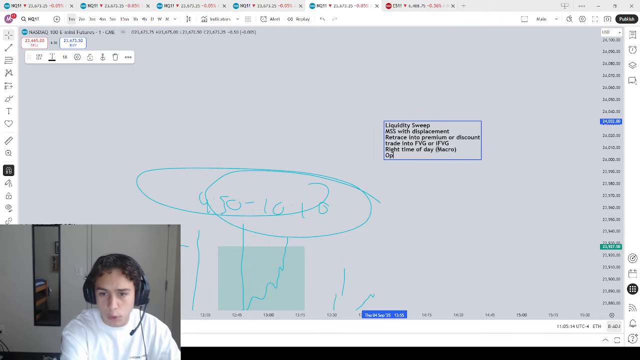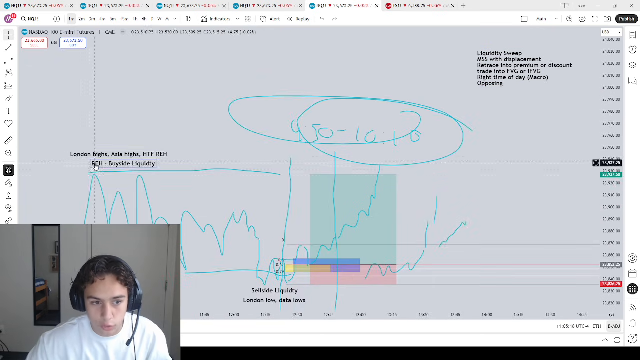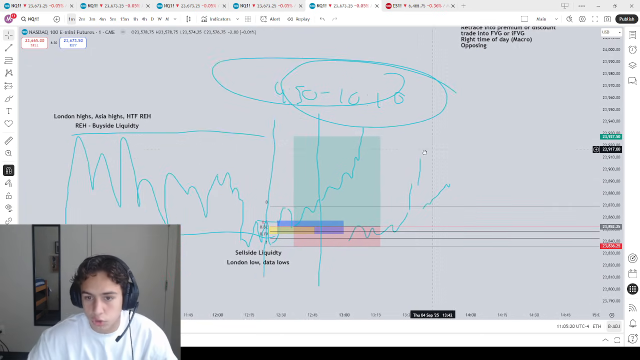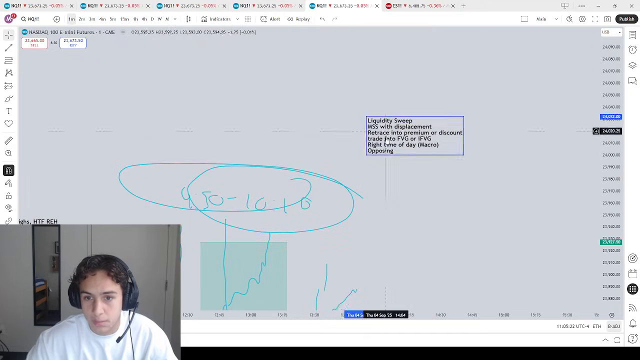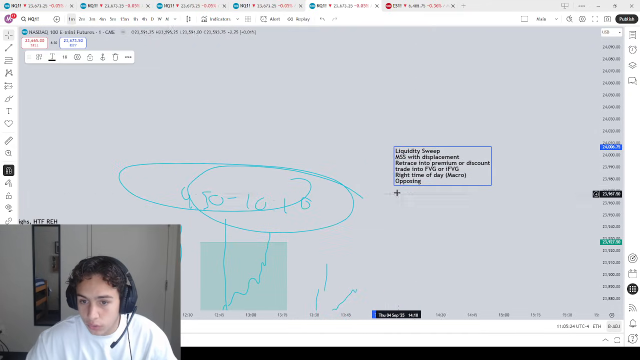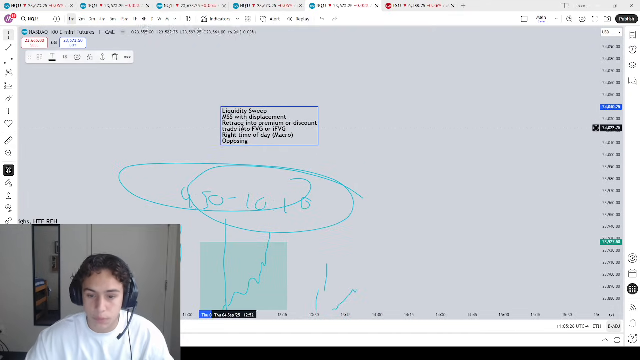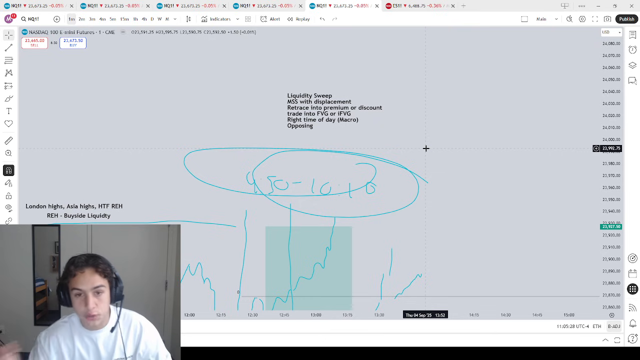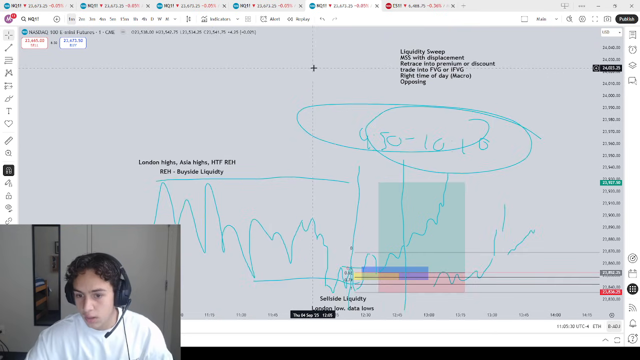And then there has to be opposing liquidity, right? You can't just take this trade if there's no strong liquidity above it, because there's no reason for the market to get to that spot. So this is pretty much my model. If these things don't happen, I will normally not take the trade, or I'll be a little bit risk off in the market because it's not an A+ setup.